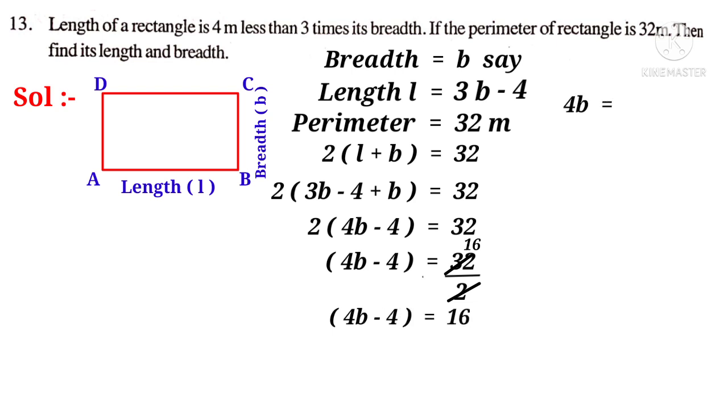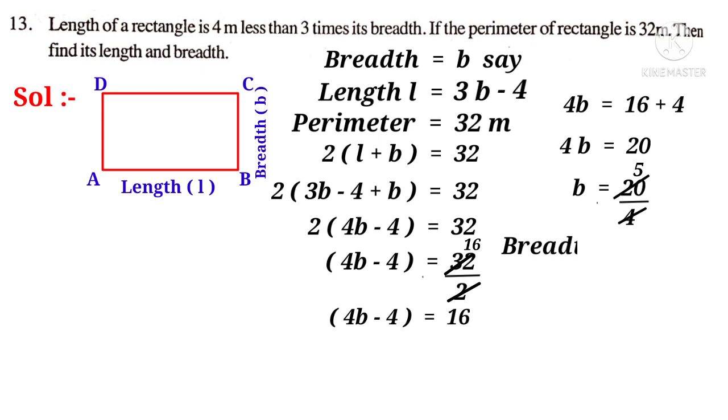4b is equal to 16 plus 4, because minus 4 when transposed to the right hand side it becomes plus 4. So 4b is equal to 20, because 16 plus 4 is equal to 20. Now b is equal to 20 by 4, because multiplying 4 when transposed to the right hand side it becomes divided by 4. Now on simplification by 4, 4 5 times. So breadth b is equal to 5 meters.